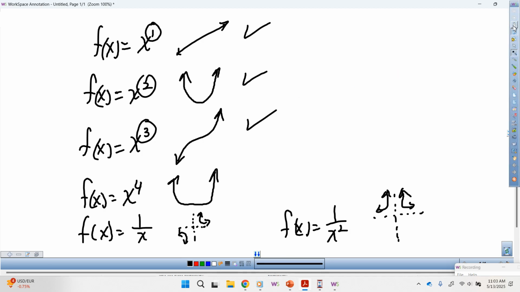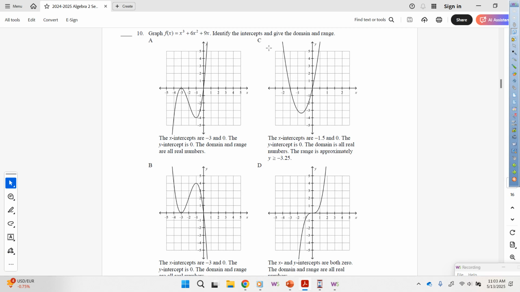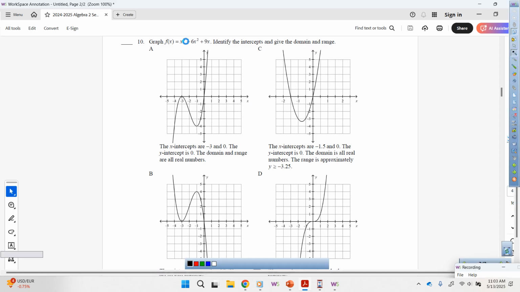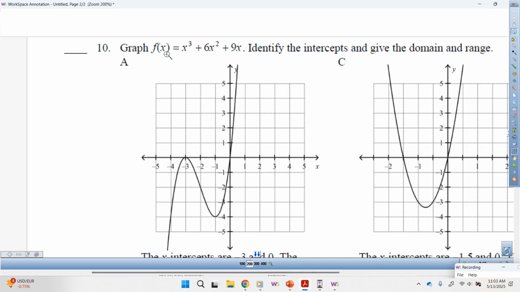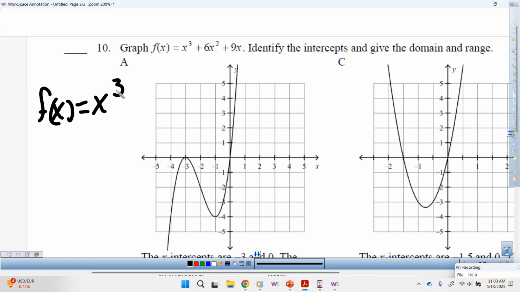Therefore, look up to the screen. Problem number 10. It starts with f of x equals x cubed plus 6x squared plus 9x. So look, without even doing any work, look up to the screen. What would be the parent function of that equation that they give us there? The parent function is f of x equals x cubed. Is that correct?